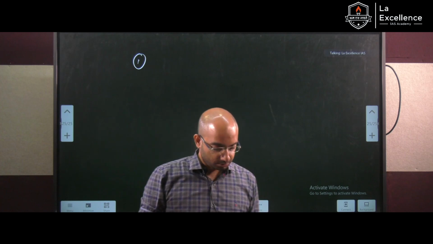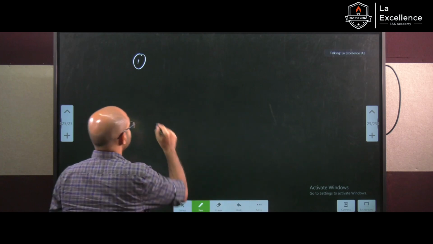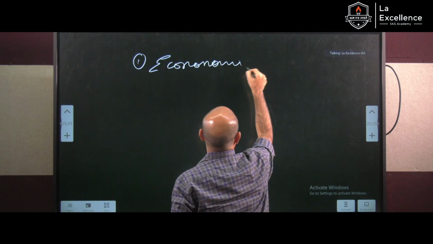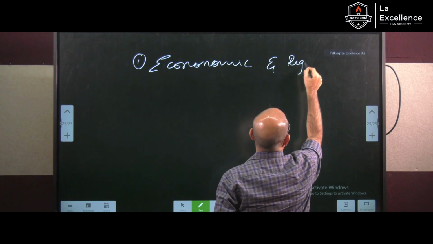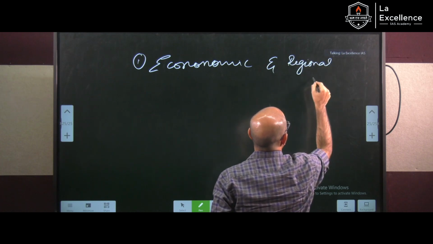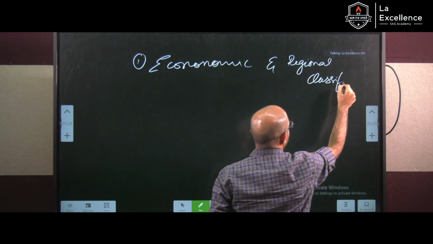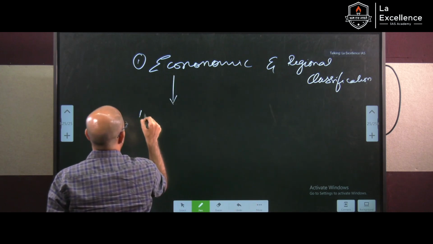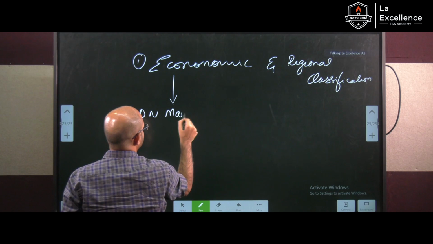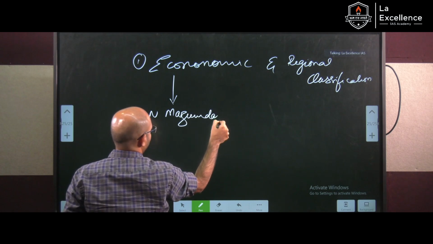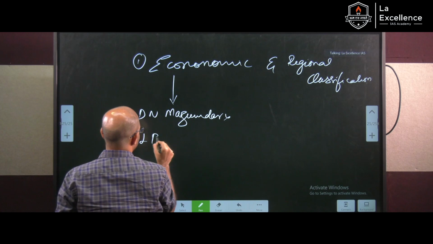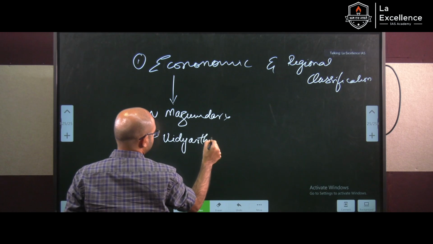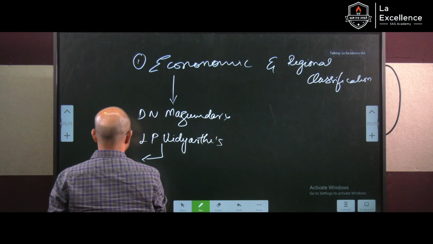Next, the first topic is economic and regional classification. This is a very easy topic. Most of you wrote this well, but I just have some suggestions of how you can do it better. The good part is, for economic classification, most of you relied on D.N. Majumdar's classification, but I think that is a little old. Instead, you can rely on L.P. Vidyarthi's classification. That's more reliable economic classification. In fact, L.P. Vidyarthi's economic classification is also a PYQ.